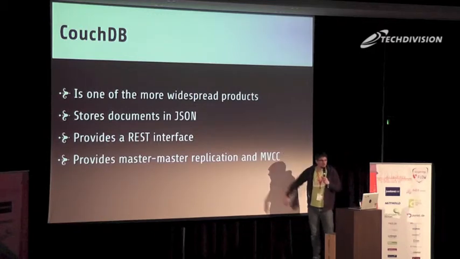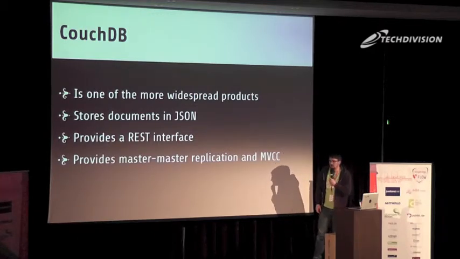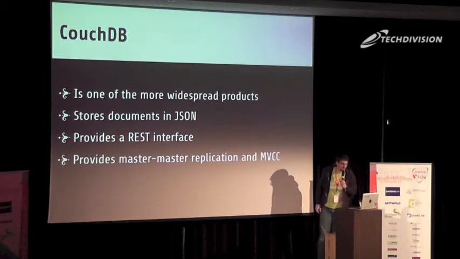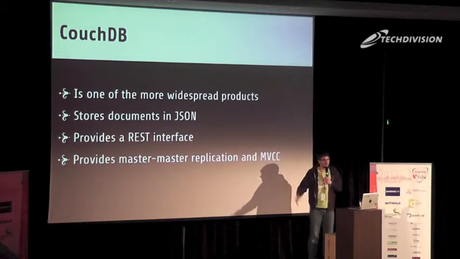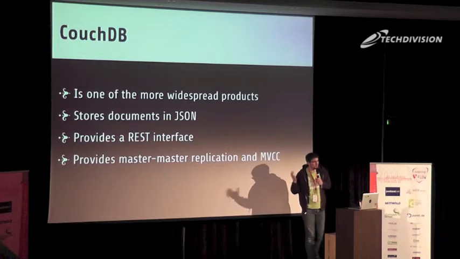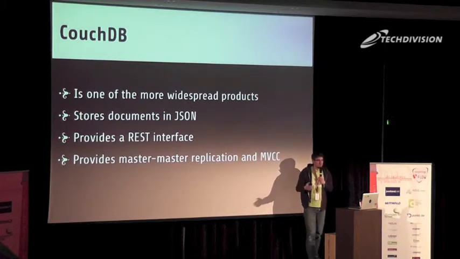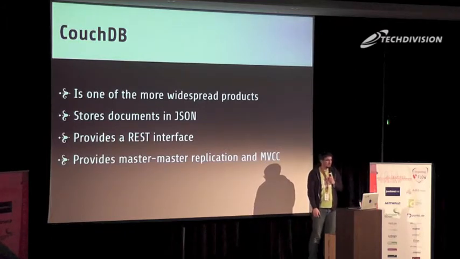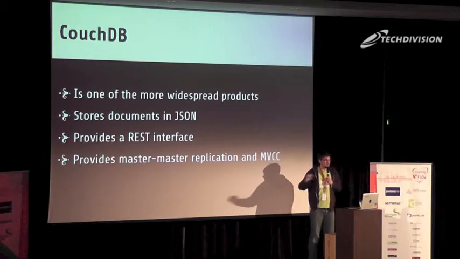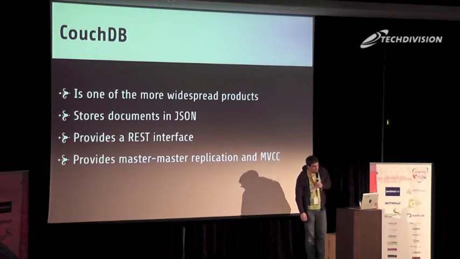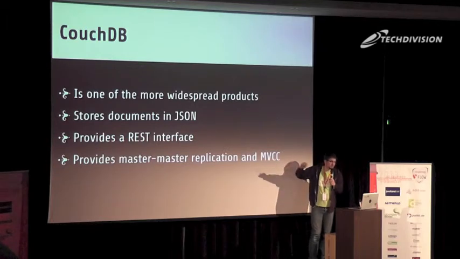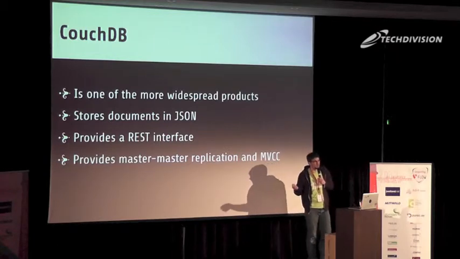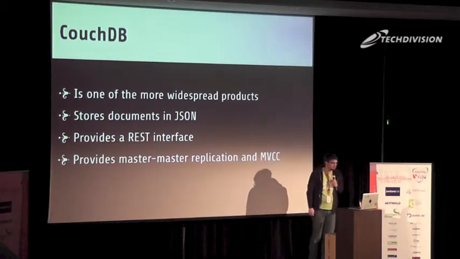Now, for the remainder of this talk, I will focus on CouchDB because it is one of the widespread products. A lot of you have probably heard about it, maybe using it already. CouchDB stores documents as JSON, so it's easy to look into it without any tools involved. It provides a REST interface, so that's an easy way to interact with it. And one of its stronger points is the replication and the writes not blocking reads in the database. So it's really also a fast thing to have.